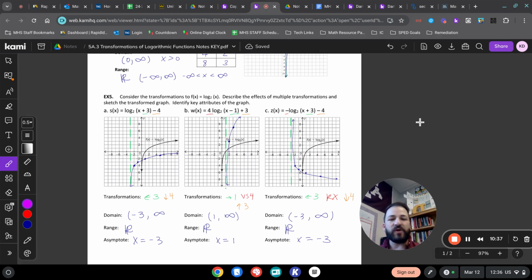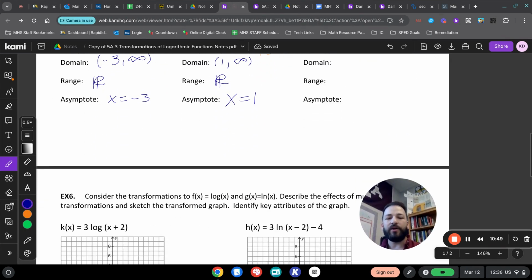So a little bit of a trick with our reflection, but remember, if you have a reflection and a shift, you're not necessarily reflecting over the axis anymore. You're reflecting over that shifted axis. All right, y'all, let's flip this over onto the back and let's do some harder bases.